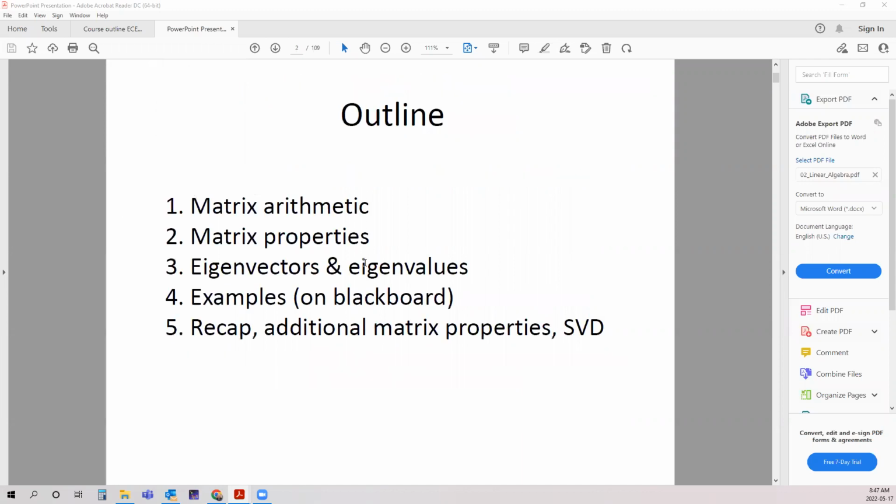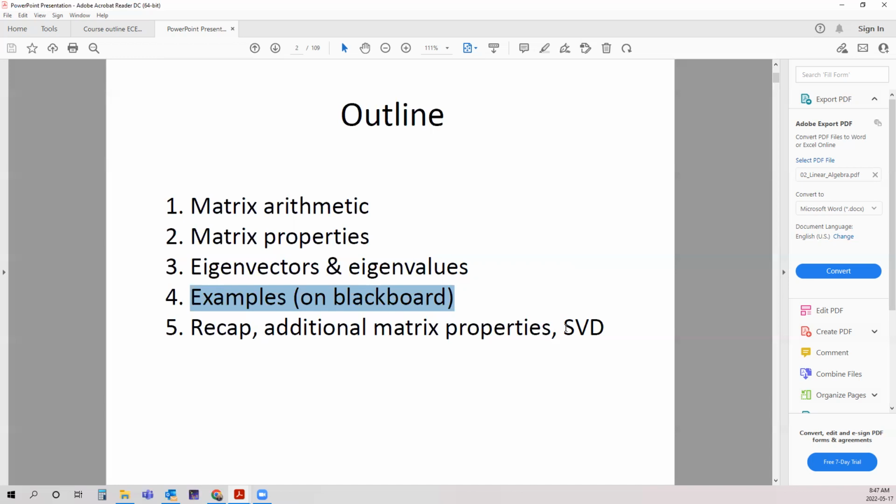So the outline: we'll talk about matrix arithmetic, matrix properties, and some examples on a blackboard. Those would be extra resources. Then we recap additional matrix properties, SVD. We'll talk about all of those quickly, on the surface. If you want to go deep, that would be for you as a graduate student.